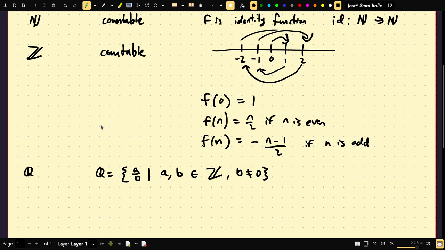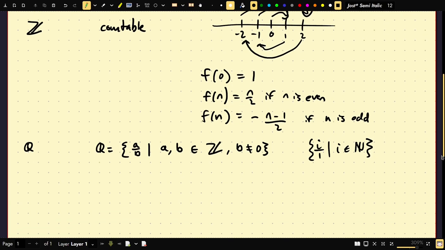This seems like there are infinitely many more of these than the integers, because the integers seem like twice as many as the naturals, but this seems like infinitely many subsets which are natural. I could say subsets like i over 1 for all i in the naturals, which is clearly a subset of the naturals, and i over 2 for all i, and so on. So I would have a countable number of sets, each of which is countable. You might think it's not countable, but actually it is.